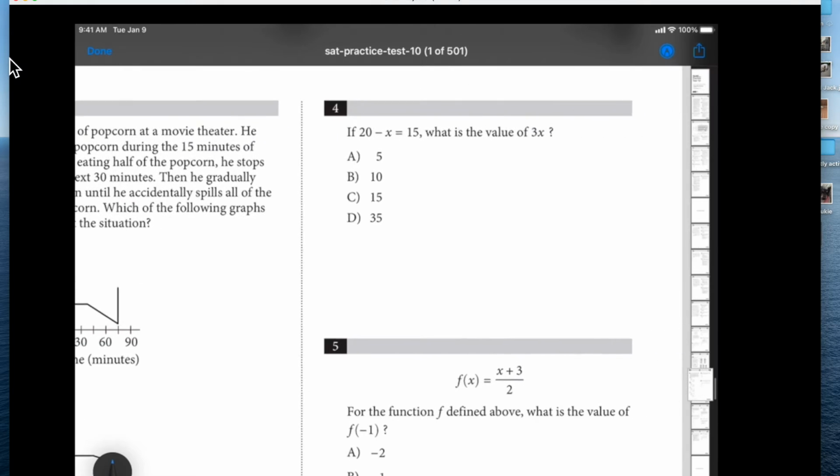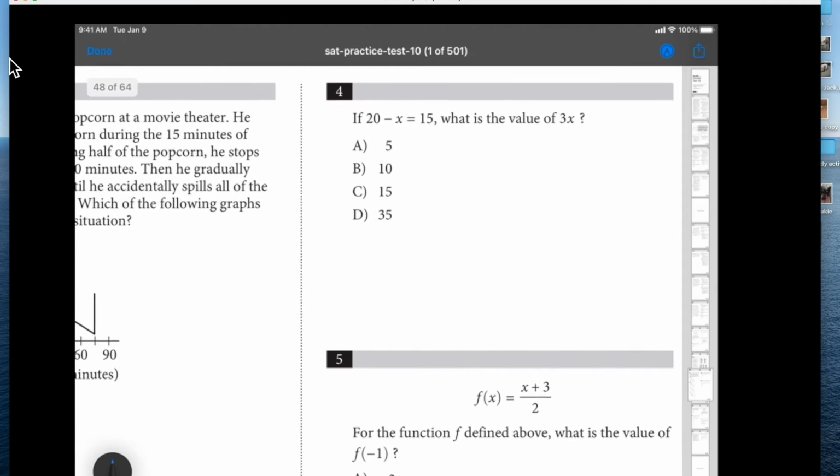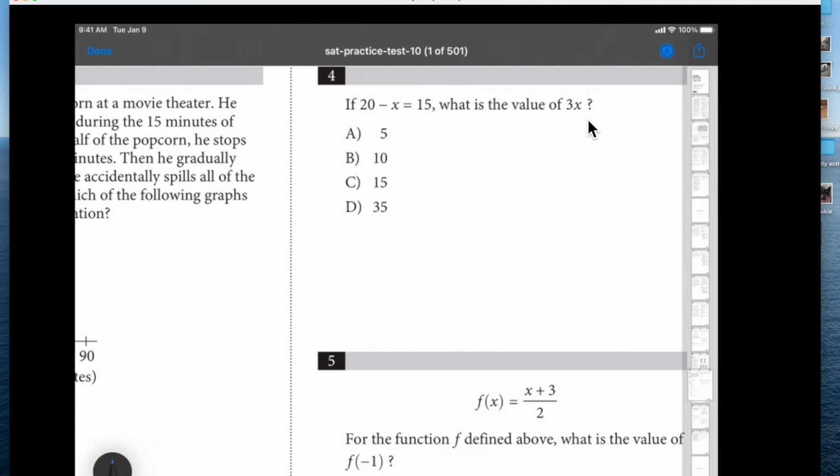Next one, number 4. So here, this one's pretty straightforward. If 20 minus x equals 15, what is the value of 3x? So here, we're just going to solve for x, and then we're going to end up multiplying by 3. What I like to do in this situation is I'm going to throw the negative x on the opposite side in my mind, so I know I'm going to have x. Then I'm going to throw 15 to the opposite side, so it's going to be minus 15. I'm going to end up with x equals 5, and 3 times 5 is 15.